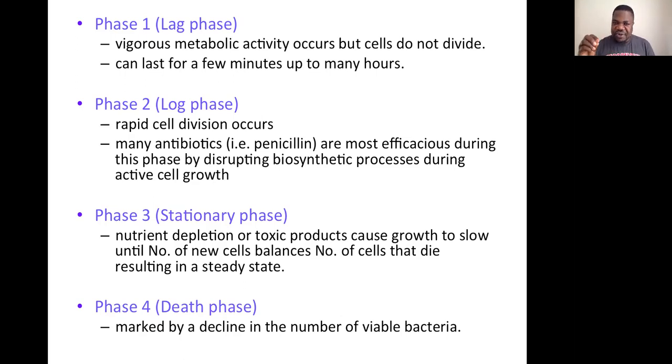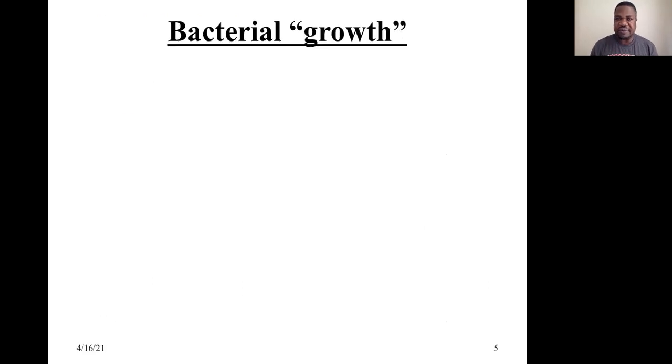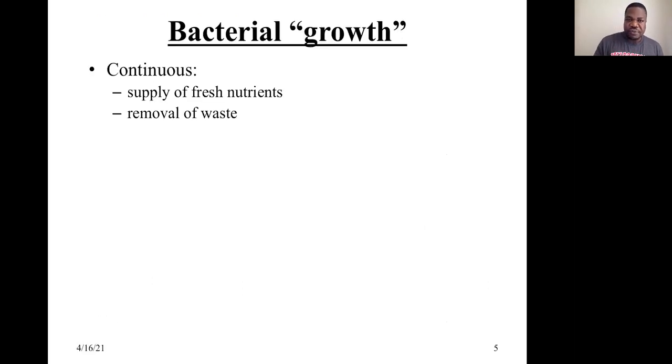Then microorganisms will reach the stationary phase or the plateau. Here there is a nutrient depletion, or many toxic products are released. That will then start affecting other bacterial cells, and they start dying. So then the bacterial growth curve will enter the last phase that we call the death phase, or the declining phase, that is marked by a decline in the number of viable bacteria. So there are different situations here.